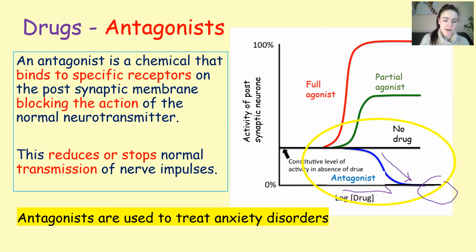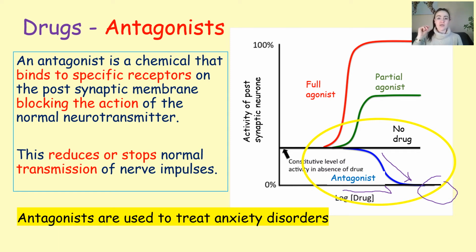But just as a side note, antagonists are used to treat anxiety disorders. So if you imagine anxiety is, people are overthinking, things are happening really fast in your head. If you've ever been anxious, it's kind of like things going, and basically what an antagonist does is stops those neural pathways.